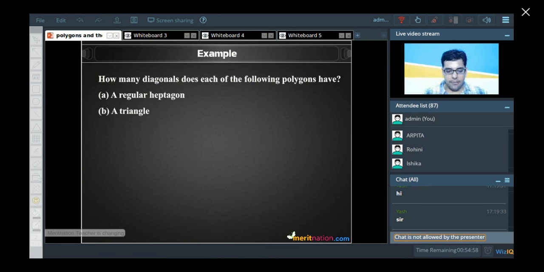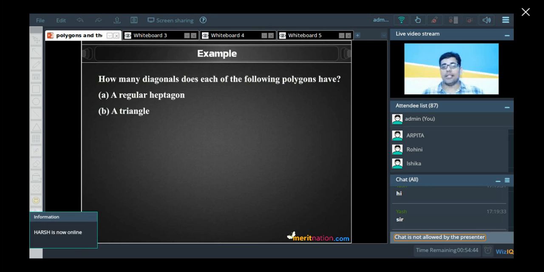Now, after that we have a regular heptagon. I have got some answers from you guys. You are saying either 7 or 14. Some are also saying 28. Okay, I think for the 2 parts you are saying A and B. For B, there is no diagonal possible, it is a triangle. Let us first do the A part.